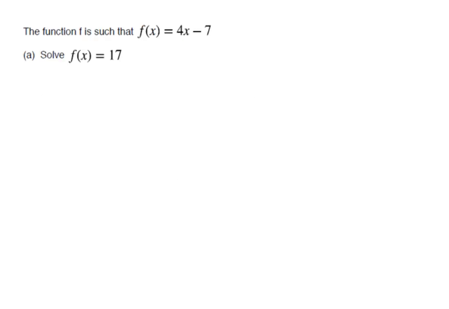Next, the function f is such that f(x) equals 4x minus 7. So again, we have to solve it. So that means 4x minus 7 equals 17, plus 7, 4x equals 24, divide by 4, x equals 6.